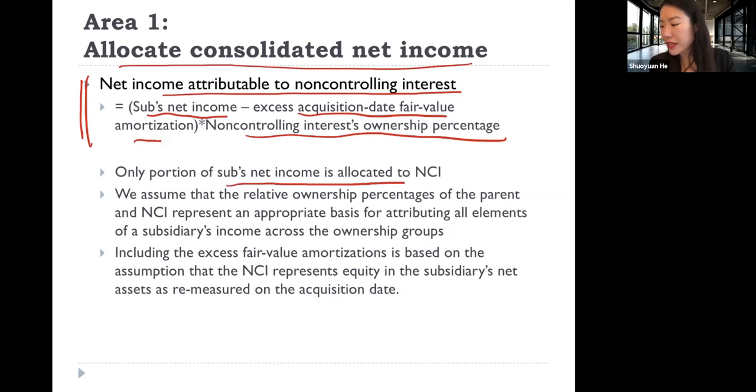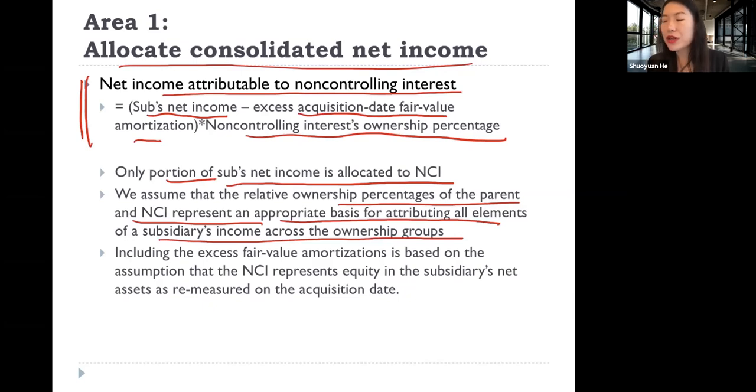So here, only a portion of the subsidiary's net income is allocated to non-controlling interest. This is easy to understand, right? Because non-controlling interest only gets its percentage of the subsidiary's net income. It doesn't have the whole 100% of the subsidiary's income. We assume the relative ownership percentage of the parent and non-controlling interest represent an appropriate basis for attributing all elements of the subsidiary's income across the ownership group. This just means that we allocate it according to the ownership percentage.